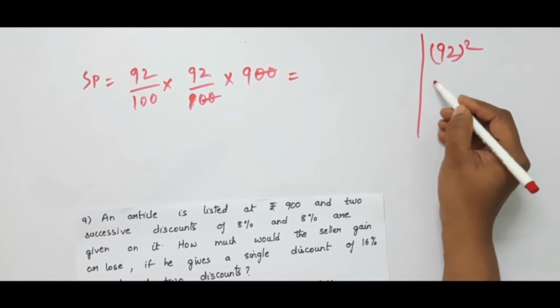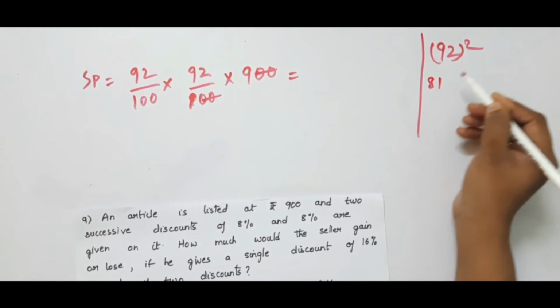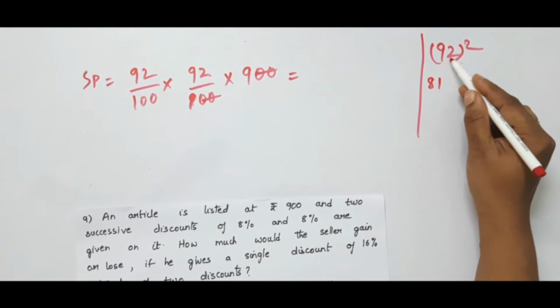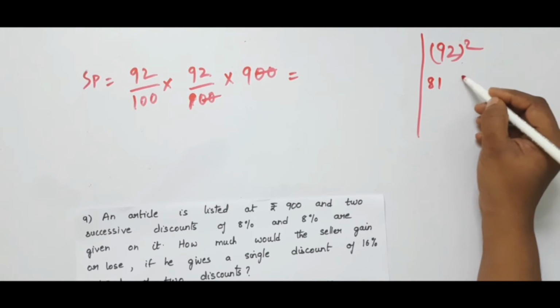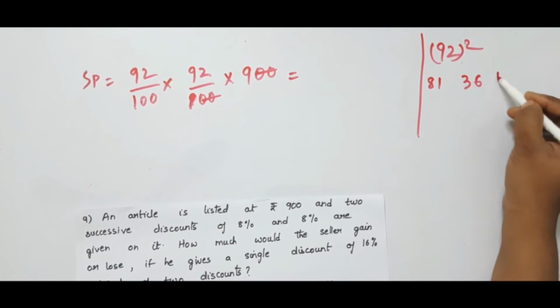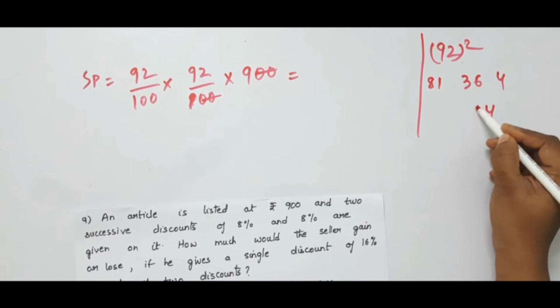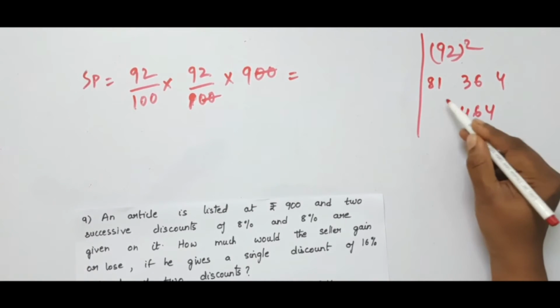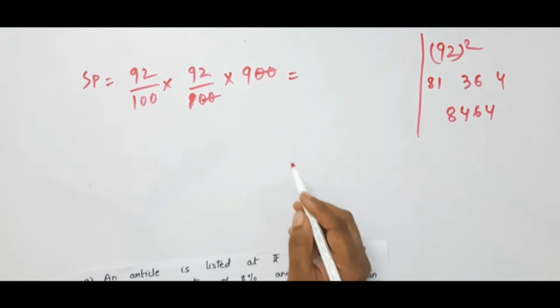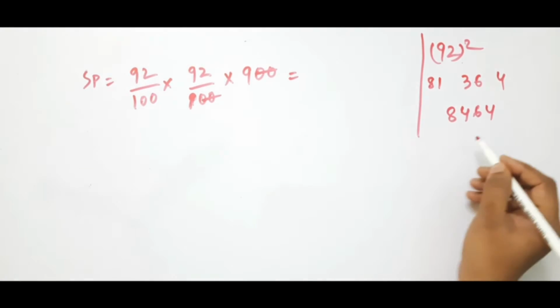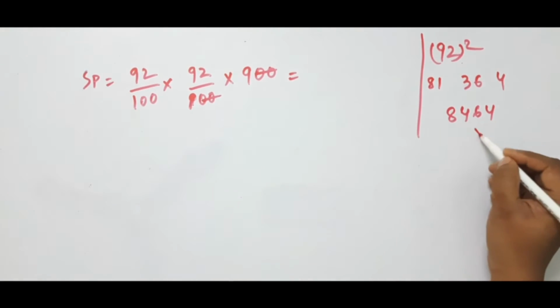So this is nothing but 9 squared is 81, and 2 into 9 into 2 is 18, and 18 into 2 is nothing but 36, and here 2 into 2 is 4. So you'll get 4 6, and here 3, so 4, and here it is 8. So we got 8464, and we have to multiply into 9.